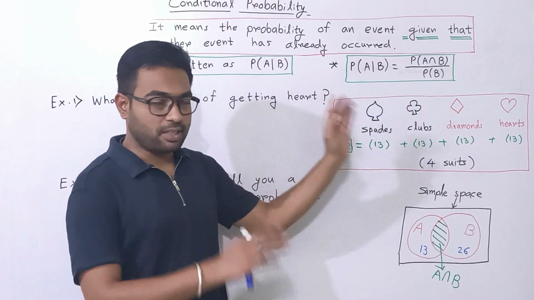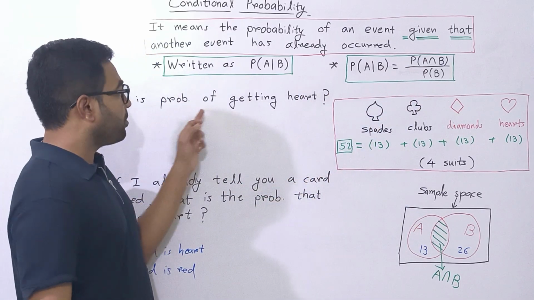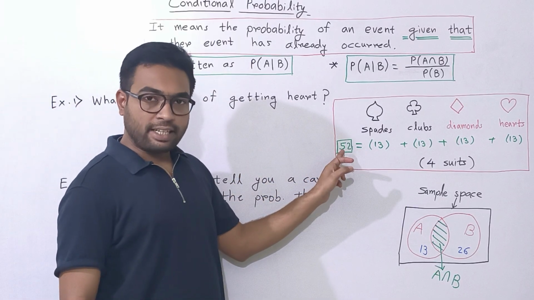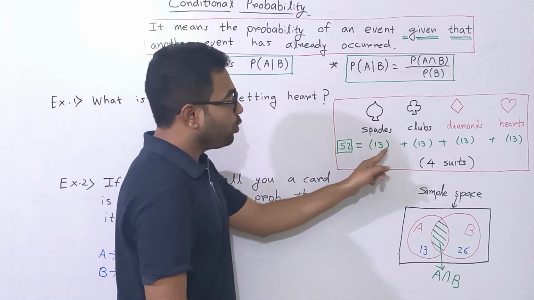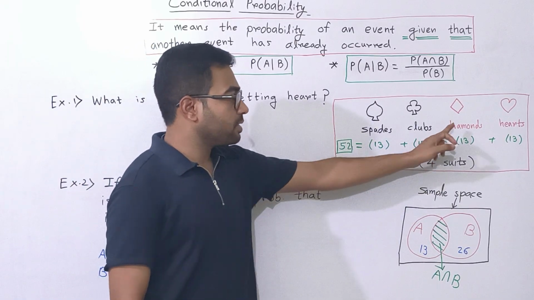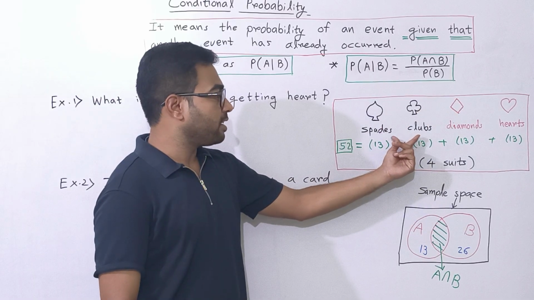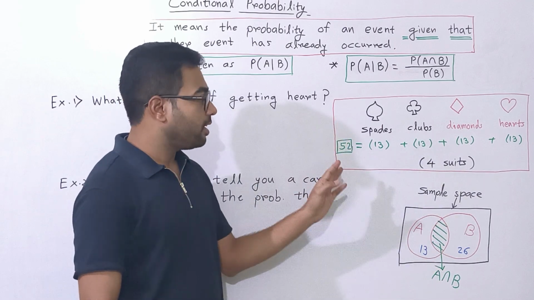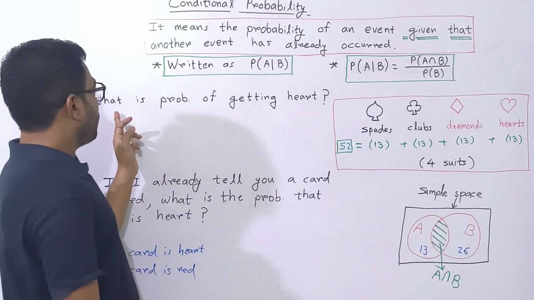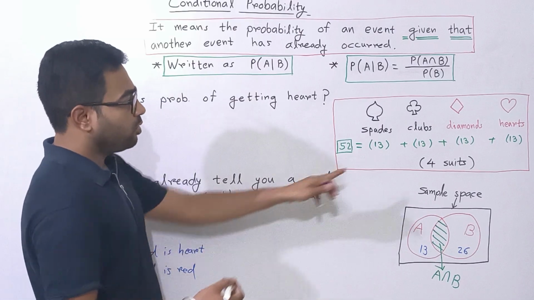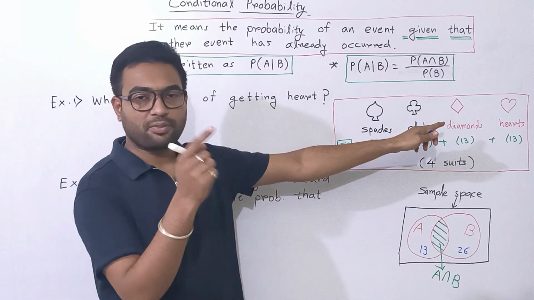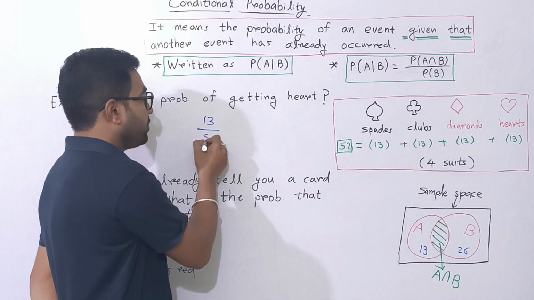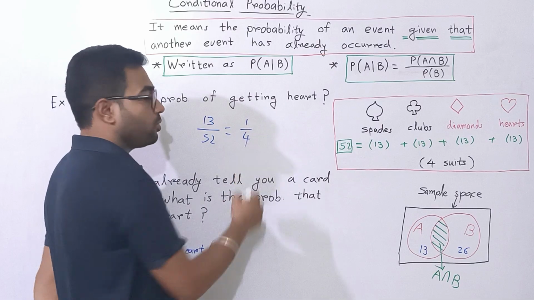Let's see this with an example. What is the probability of getting a heart? Now see, we know that in a deck of 52 cards, there are 4 suits: spades, clubs, diamonds and hearts. Spades and clubs are black, diamonds and hearts are red, each containing 13 cards. Now, what is the probability of getting a heart? Number of favorable outcomes divided by total number of outcomes. How many hearts are there? 13, and total number of outcomes 52. That is 1 by 4.